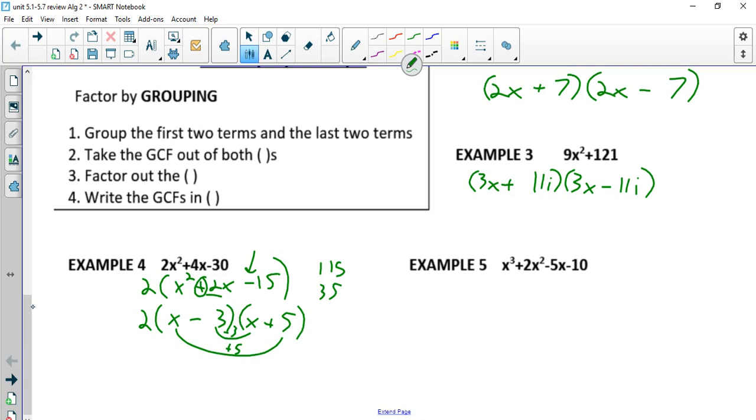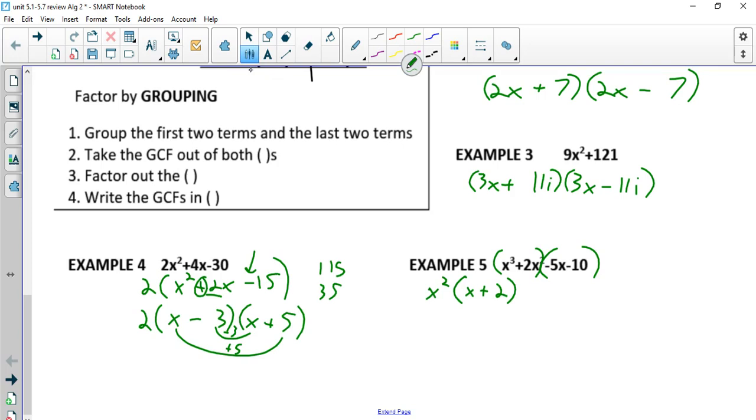And there's my answer. Now this one's factored by grouping because I have 4 terms. So I'm going to group these 2 and group those 2. Now you're going to take the x out of the first term. And actually you're going to take the x squared out. That looks bad. Not sure what happened there. And take the x squared out. That's going to leave me x plus 2.